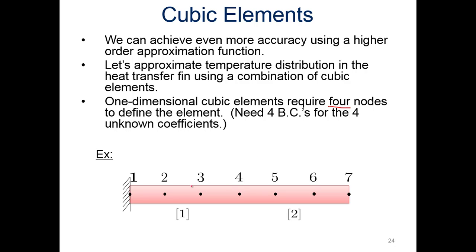And so we're going to need 4 boundary conditions. But here we go. Element 1 is made up of nodes 1, 2, 3, 4. And we got element 2 is made up of nodes 4, 5, 6, and 7. So they both share node 4 there.